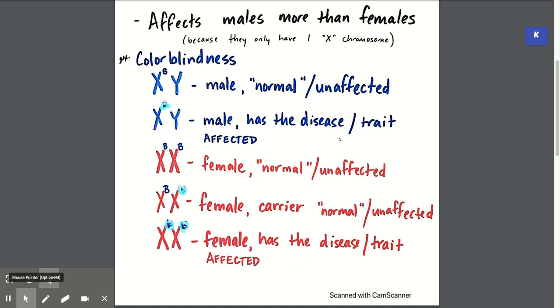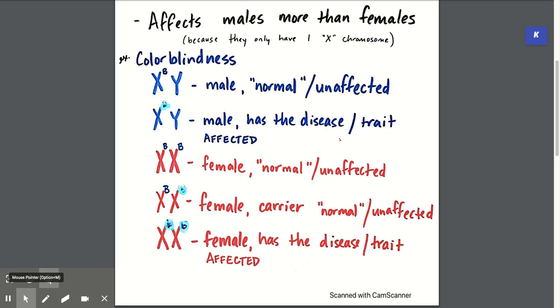However, they are what we call a carrier for color blindness. So again, this female is normal, they are unaffected, but this individual is a carrier. And that comes into play when we do some Punnett squares. In this last example here, we have two copies of the quote-unquote bad gene for color blindness, which means this female is going to have the disease.